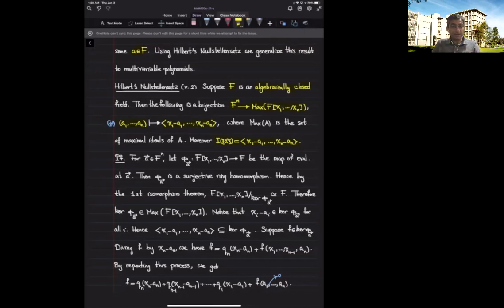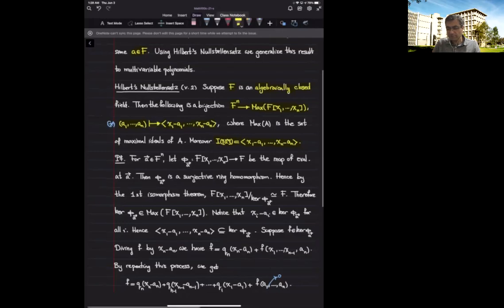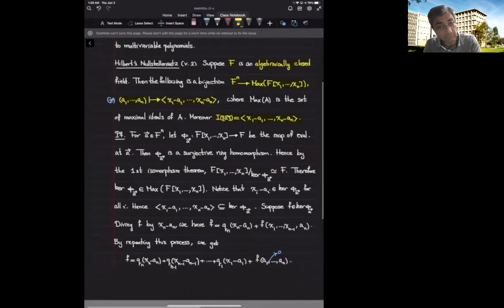Given a point, we look at all the polynomials that vanish at this point, and that would be a maximal ideal, and every maximal ideal is of this form. And indeed, we have a concrete generating set for this ideal as well: this ideal is generated by the x_i minus a_i's. Okay, so let's see how the proof goes.